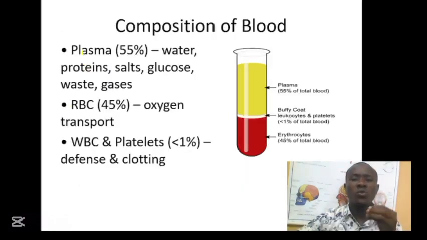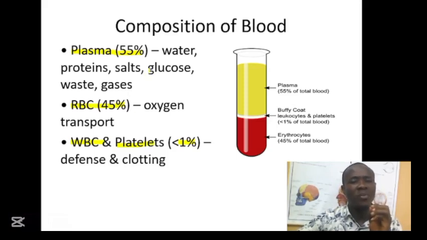So now let's talk about the composition of the blood. Now the blood, as we say, 7.7% of the total body weight is made up of blood. So the blood, let's take it as 100% now. 55% of it is made up of plasma, and 45% of the blood is made up of red blood cells, and less than 1% is made up of the white blood cells and the platelets that we have in the body.